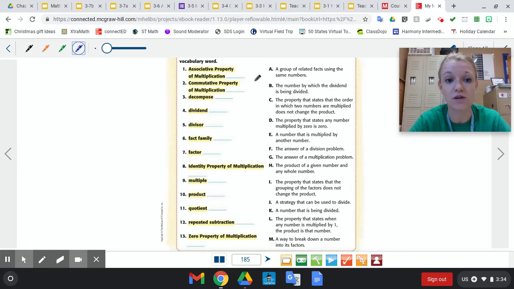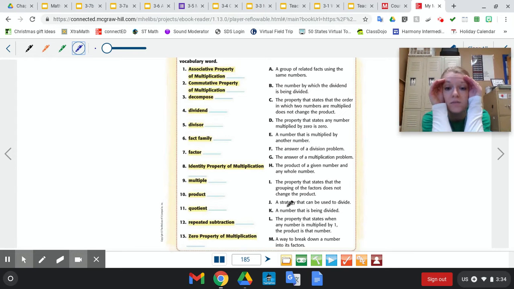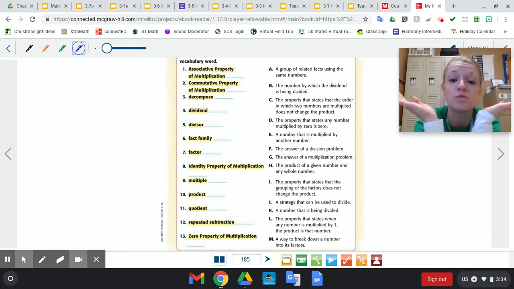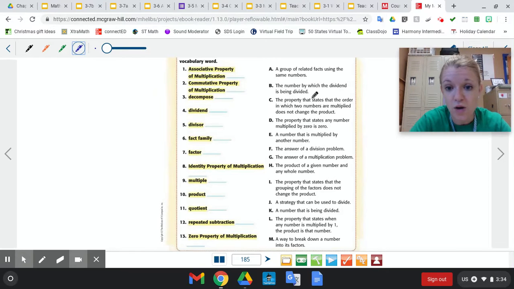All right, associative property of multiplication. Associative property. King Parentheses told us that groupings are super important, so I need to look for the word groupings. A group of related facts. No. This is a property. I gotta look for the word property. Property that states the order. No. Property that states 0. No. Property that states the grouping. It's this one. This is letter I. So letter I goes up here. I think I'll be able to keep up with you guys because I'm just writing letters today, not words.